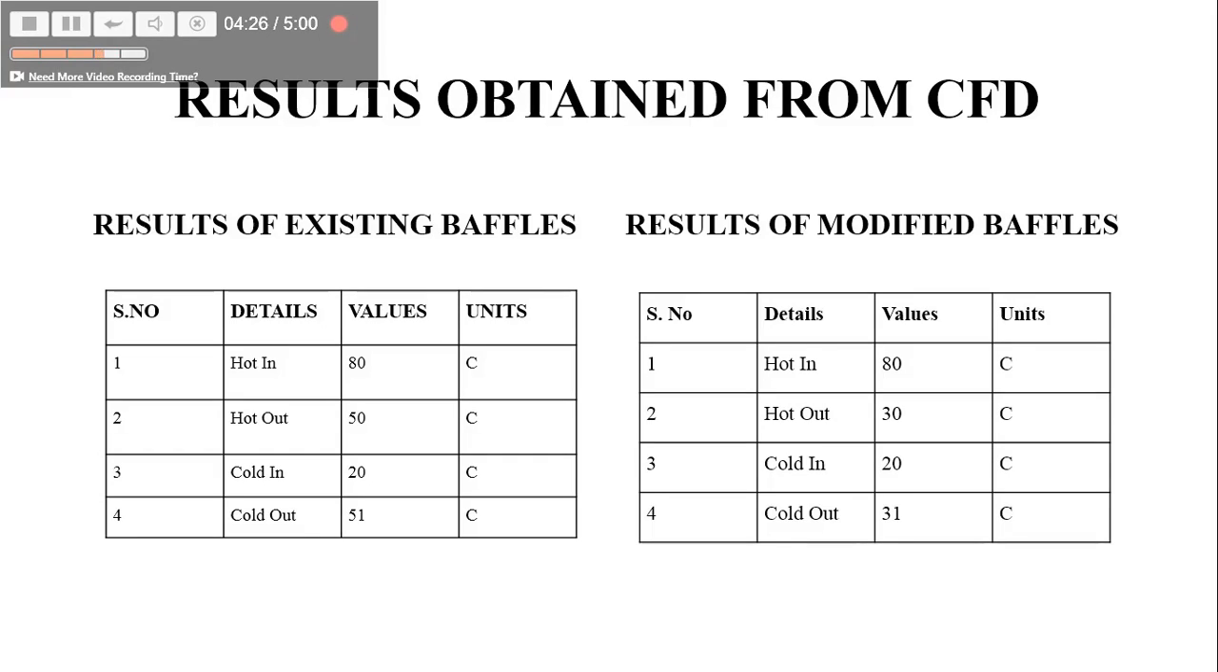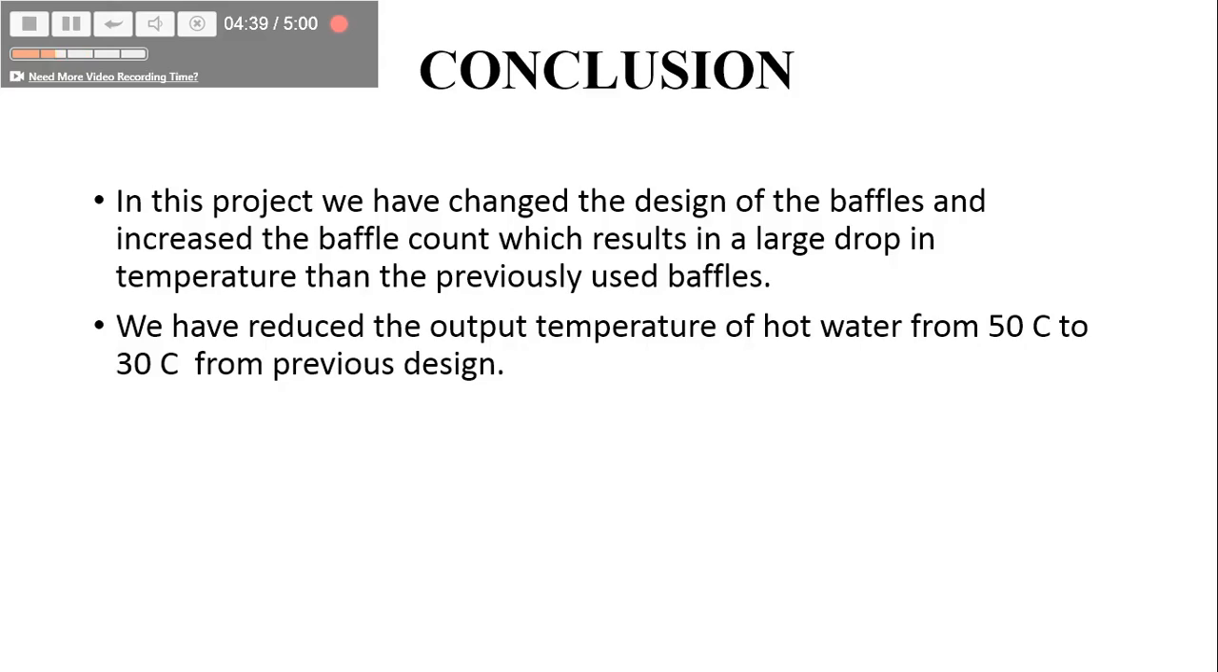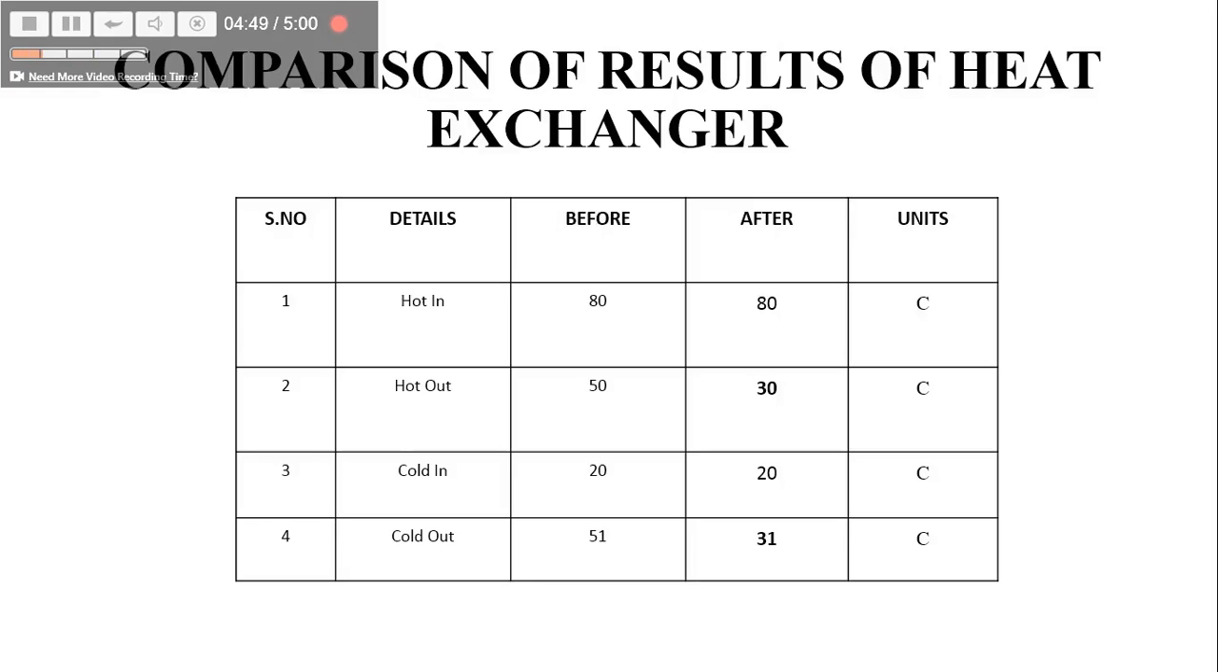In the existing baffle, hot inlet is around 80 degrees Celsius and the outlet is 50, whereas in the modified baffle, hot inlet is 80 and the outlet is 30. So in this project we have changed the design of the baffle so that we reduced the outlet temperature from 50 degrees Celsius to 30 degrees Celsius. So this is the comparison of both results. Thank you.